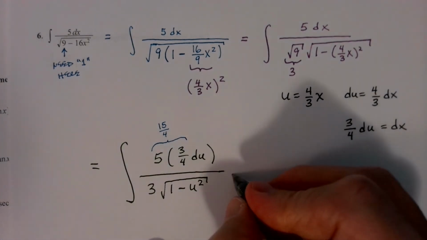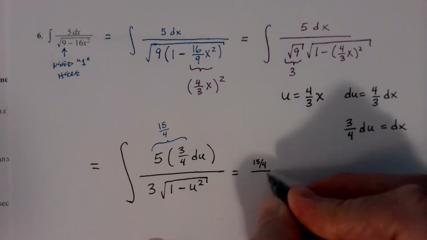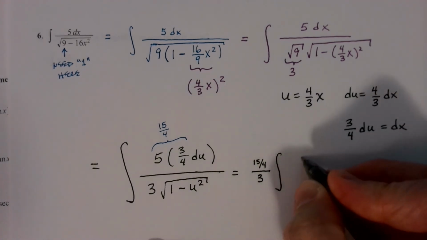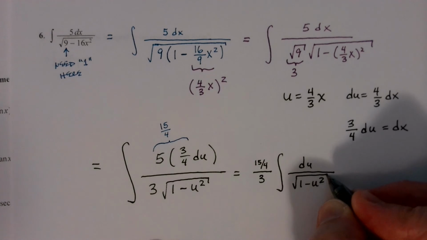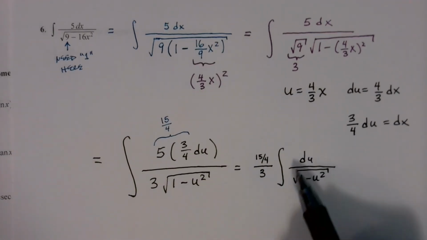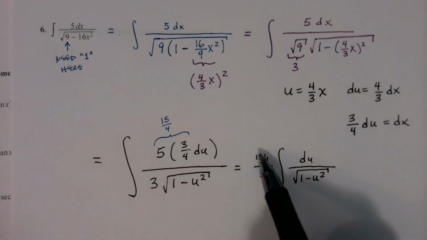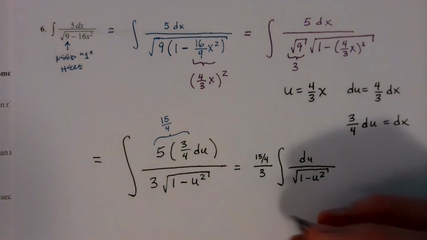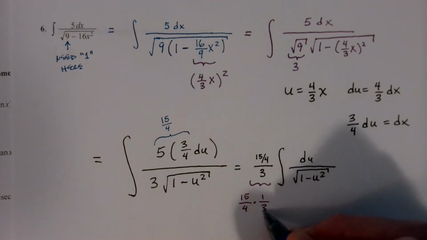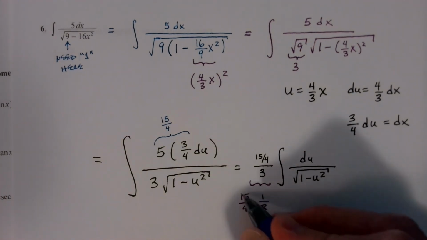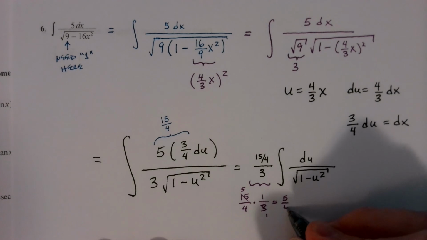So in other words, I'm going to get 15/4 divided by 3, and what's left? I've got the du up top and the square root of 1 minus u squared. So again, constant multiples I can pull out. I can't pull out anything involving u under a variable, but I can pull out the 3. Notice it's in the bottom. 5 times 3/4, 15/4 on top. Now what is 15/4 divided by 3? Of course, that's 15/4 times 1/3, and 3 goes into 15 5 times, and so I get 5/4. So this is equal to 5/4.